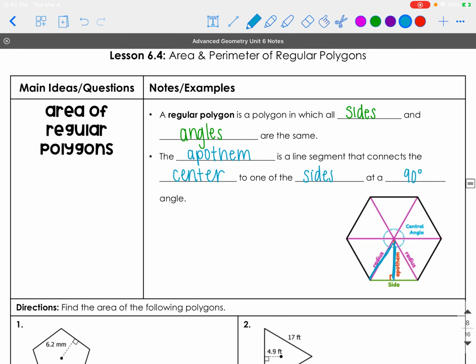So we're going to look at finding the area of these. So the formula, A equals 1/2 times the apothem times the perimeter. And to find the perimeter, it's the side length times the number of sides.